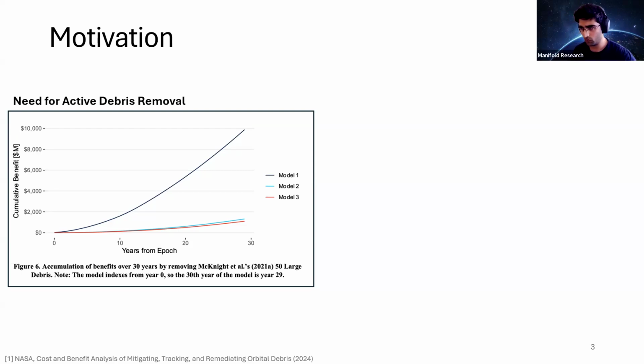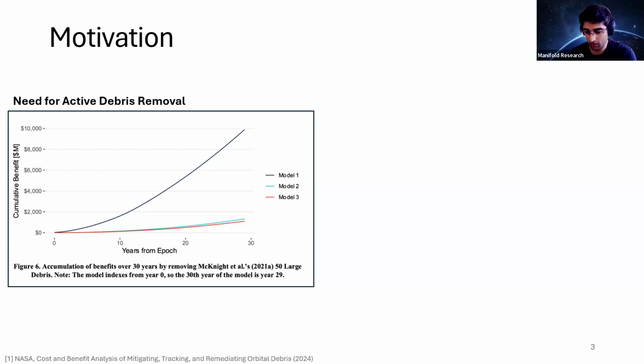According to projections, removing the 50 largest pieces of space debris can have billions of dollars of impact on potential risk mitigation in the future. But removing these large pieces of space debris alone, with a very inefficient method, is not enough, because if the cost of removing the space debris exceeds the marginal benefit of removing it, then there's no point in doing it.